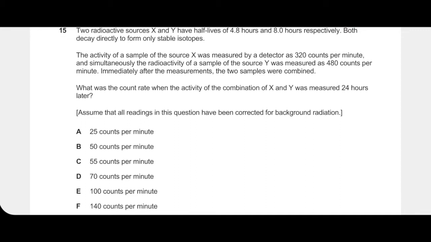So, starting with sample X. It initially has an activity of 320 counts per minute, and over a 24-hour period, it will undergo a certain number of half-lives. And how do we calculate that? We do 24 over 4.8, which is equal to 5. Therefore, it will undergo 5 half-lives. Thus, we would expect the number of atoms and therefore the activity to decrease by a factor of 2 to the power of 5, which is equal to 32. Therefore, the activity will decrease from 320 to 10, because 320 divided by 32 is equal to 10.